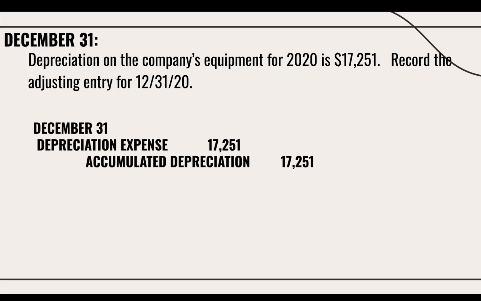Okay, so this is a debit to depreciation expense and a credit to accumulated depreciation. I know we talked a little bit about this last chapter. This is probably still a little bit unfamiliar to you. Accumulated depreciation is what we call a contra asset account. Contra meaning against. It's a subtraction from whatever asset that it is attached to. In this case, it's equipment.